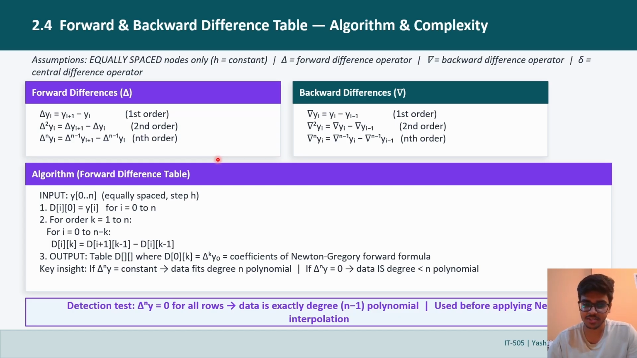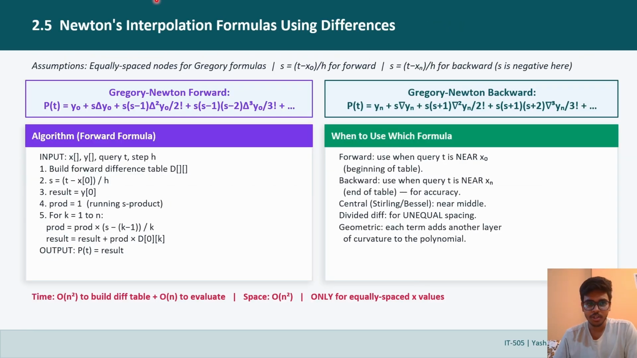Time complexity is O of n squared. Space complexity is O of n squared for the full table, only valid for equally spaced data. Newton interpolation formula. Assumption: equally spaced nodes for the forward formula. Here s equals t minus x naught divided by h. For the backward formula, s equals t minus x_n divided by h, where s is typically negative for points near the end of the table.